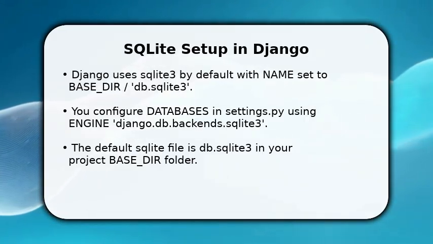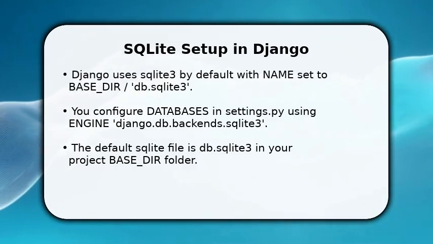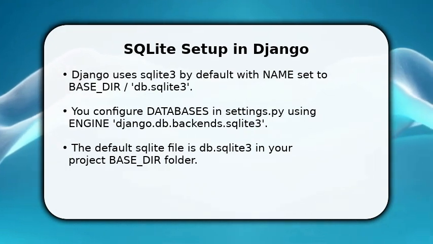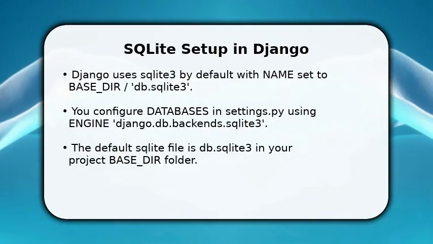This configuration stores your database in a single file named db.sqlite3 in your project BASE_DIR. Keep settings.py under version control, but exclude the db.sqlite3 file from commits when sharing code.